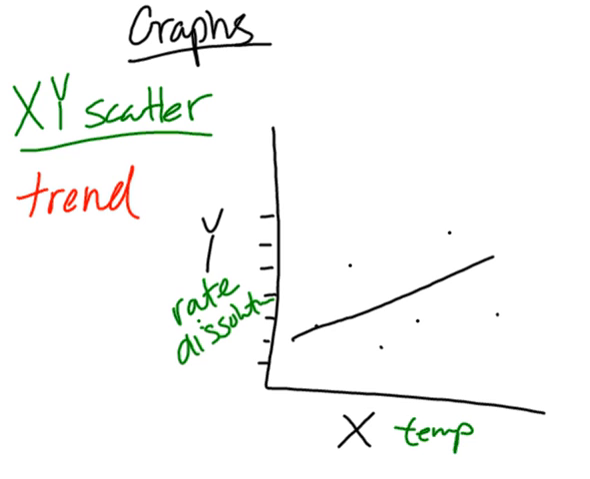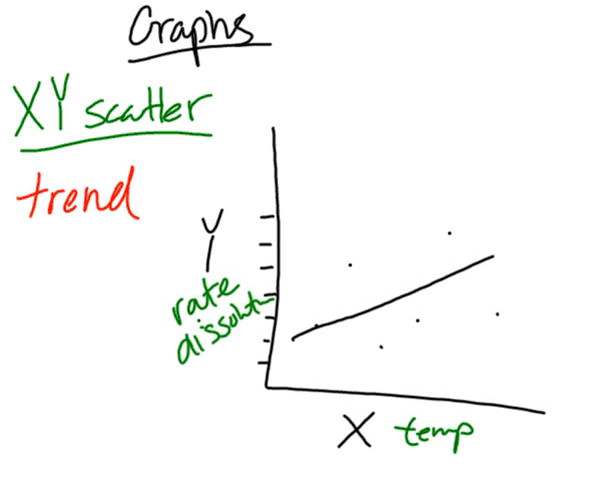Most of the time when you do an XY scatter graph, your dependent variable is going to be on the y-axis, and your independent variable is going to be on the x-axis. It's not always going to be the case, but the vast majority of the time, that's what's going to happen. So you're going to have temperature, and then you're going to have rate of dissolution.